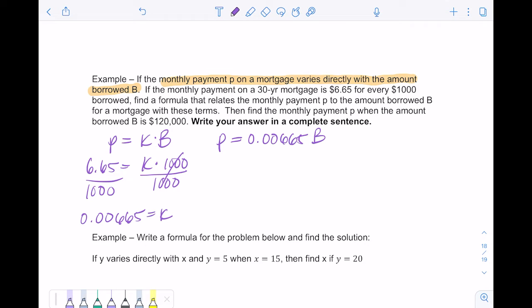So now I need to find the monthly payment when the amount borrowed is $120,000. They're telling me that B is $120,000. So I'm just going to plug in $120,000 and solve for P. And when you do that, you end up with $798. So what does that exactly mean in words? It means that if the amount borrowed is $120,000, you'll be paying $798 per month.